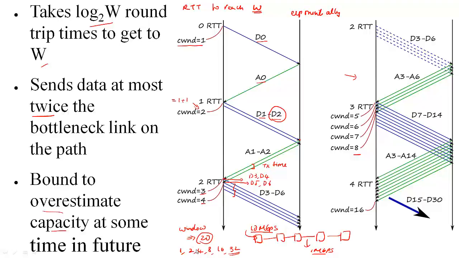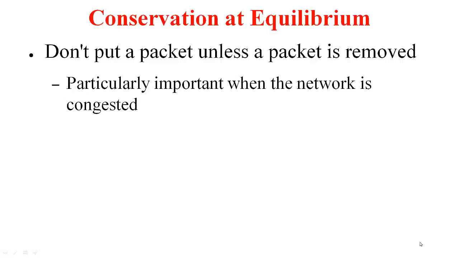How to correct this overestimate? We will talk about it when covering adapting to the path. Once you have filled the pipe, maybe you have overestimated, but even overestimation leads to keeping the pipe full. But once you have filled the pipe, you need to ensure that you don't put a packet unless a packet has been removed. So this is what is called conservation. And this is even more important when you have overestimated, that is, when you push the network into congestion.